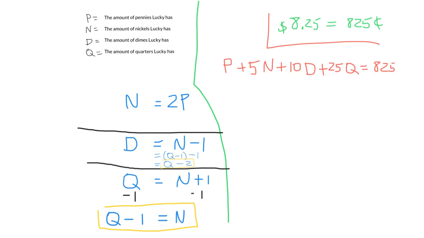Well, what about this one? Well, the key to figuring out what P is in terms of Q is simply to replace this N with Q minus 1 because we already know that N equals Q minus 1. So we're going to do that right now.